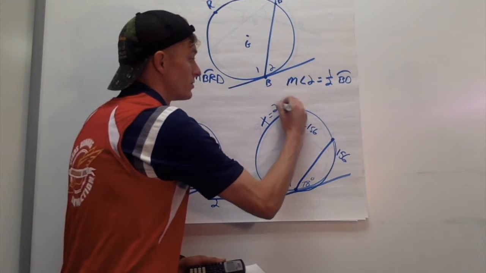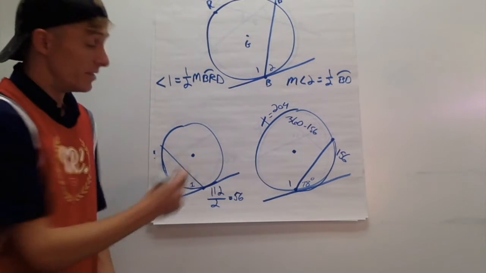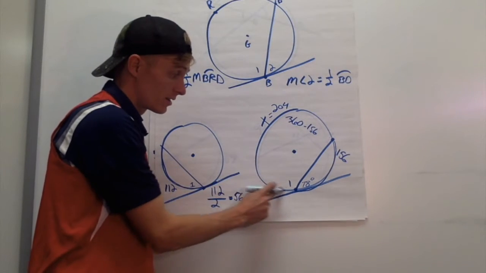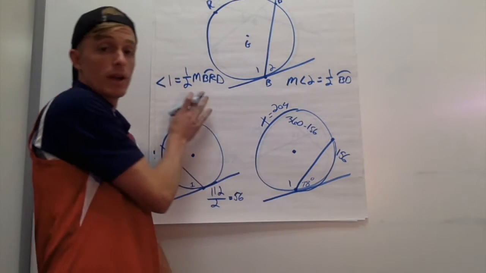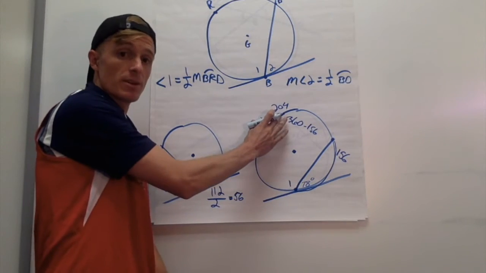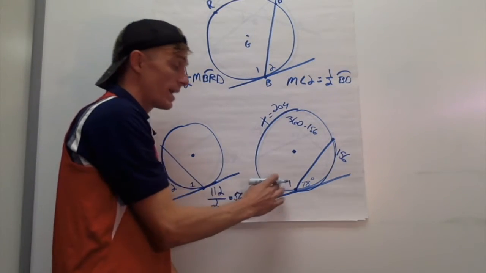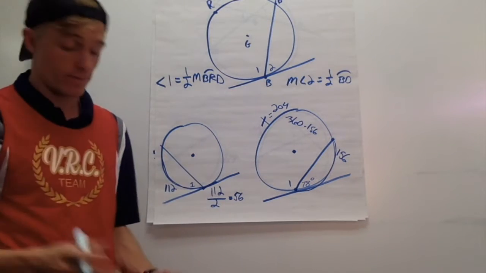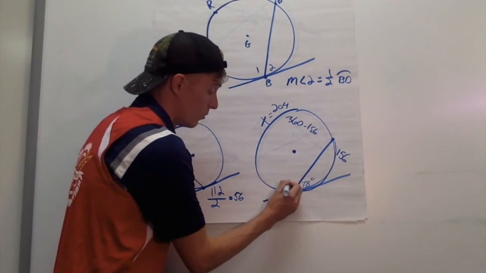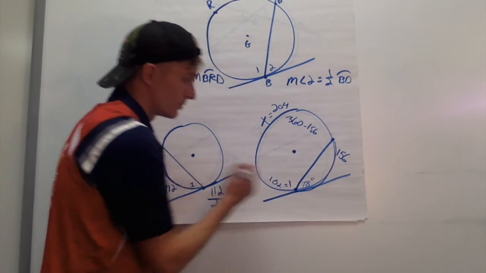So x equals 204. Now, this angle 1 intercepts this major arc right here. So what we can do is apply our theorem and say the angle measure is 1/2 of the intercepted arc. So angle 1 has to be 1/2 of 204. What's 1/2 of 204? That's going to be 102. So angle 1 is equal to 102.